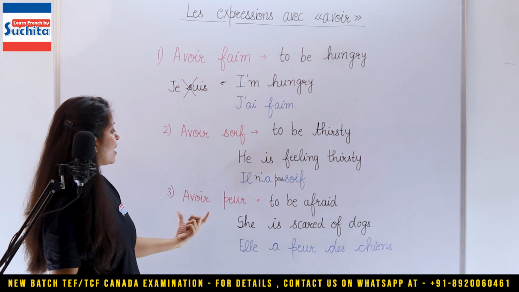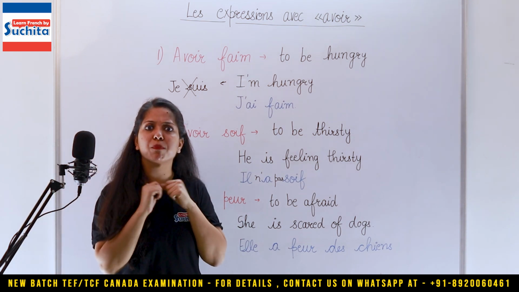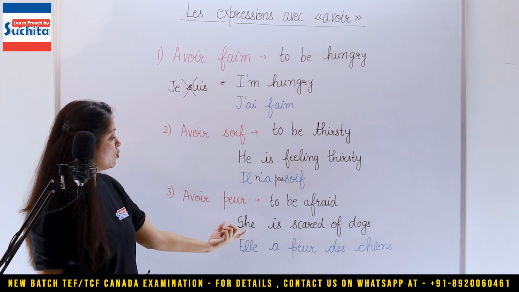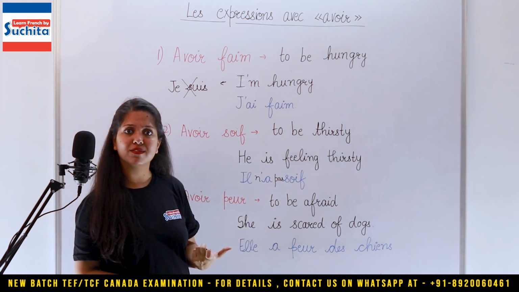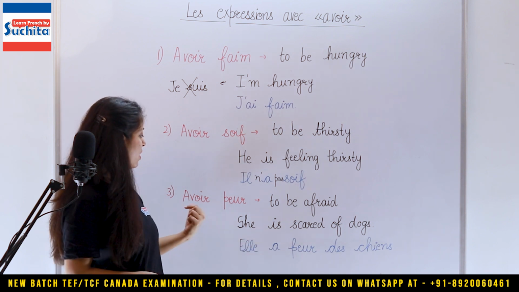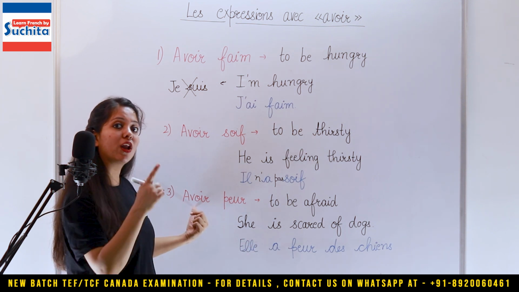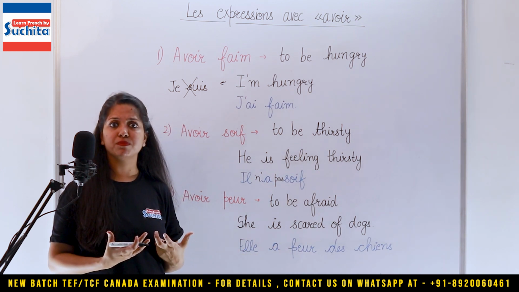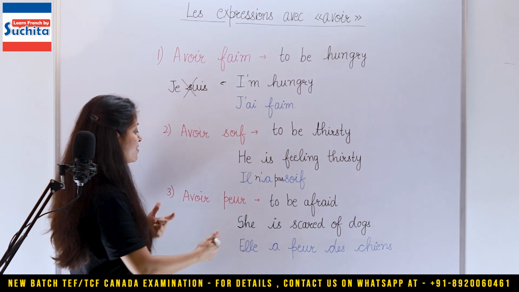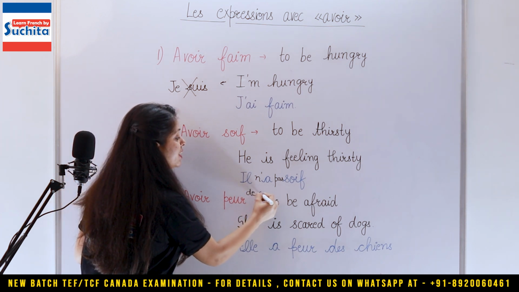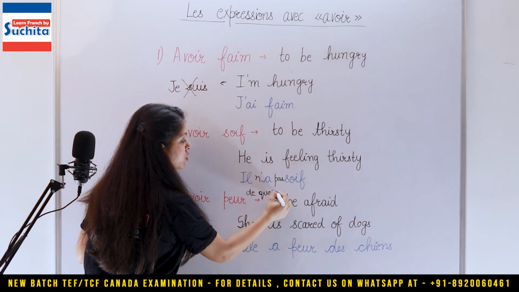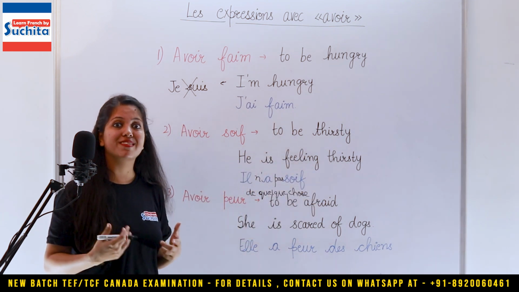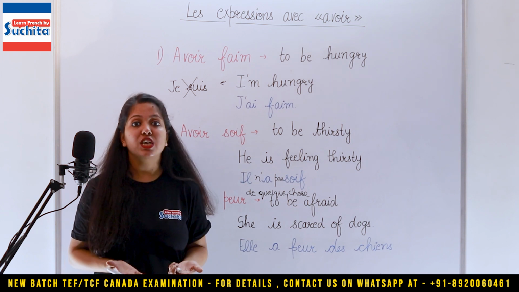Bon, on continue avec avoir peur. Avoir peur, which means to be scared, to be afraid. If you want to say she is scared of dogs, you use the conjugation of the verb avoir: elle a peur des chiens. You always say avoir peur de quelque chose, that means to be scared of something. Elle a peur des chiens.